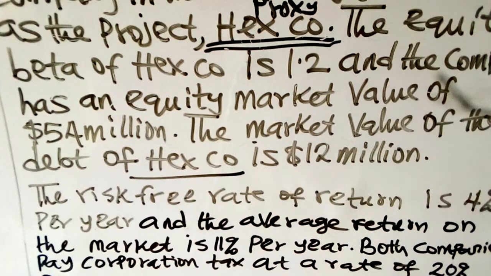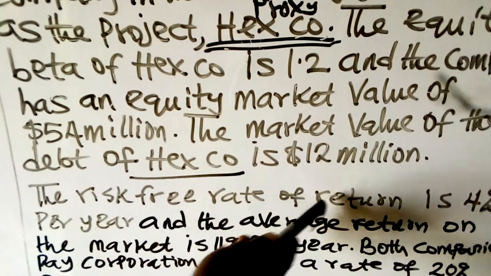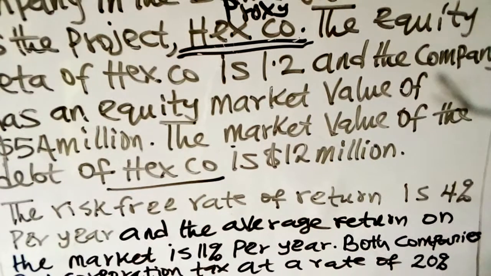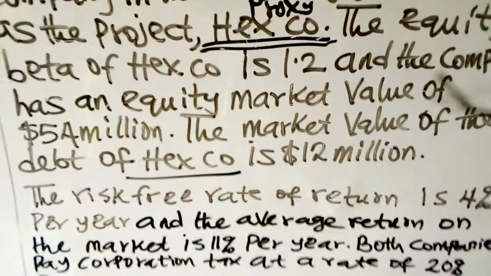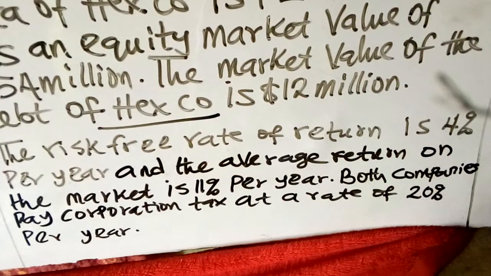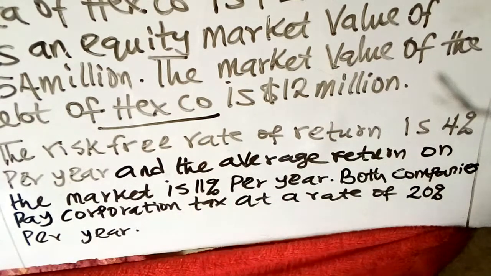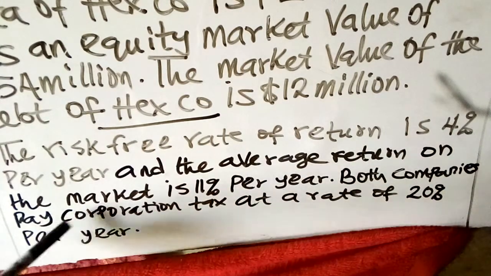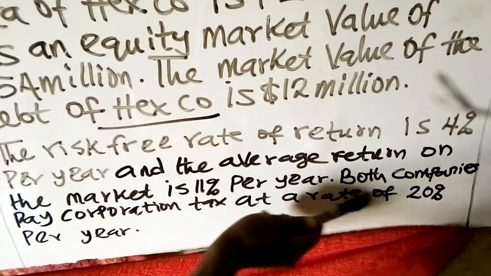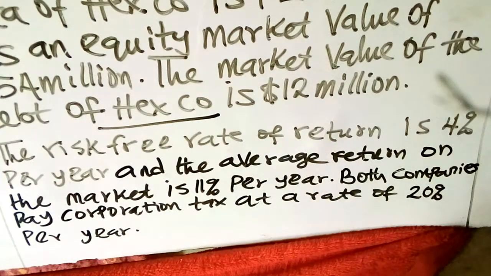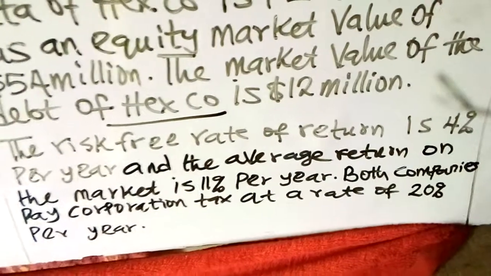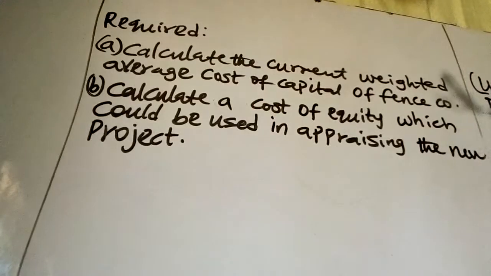The risk-free rate of return is 4% per year. And the average return on the market is 11% per year. Both companies pay corporation tax at a rate of 20% per year. Now, required.